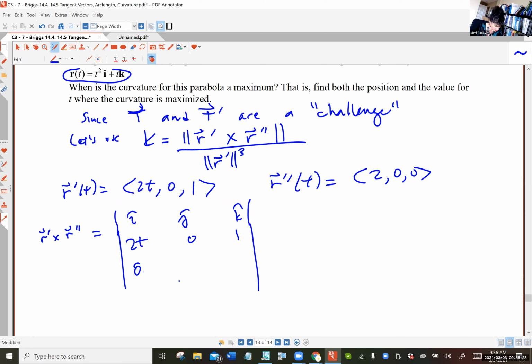This is supposed to be 2, 0, 0. Okay, so when you do this 2 by 2 or 3 by 3 determinant method, you're going to end up with 0 for your first component. You'll end up with 2 for the second component. And believe it or not, you'll get 0 for the last component. There's your cross product. Great.